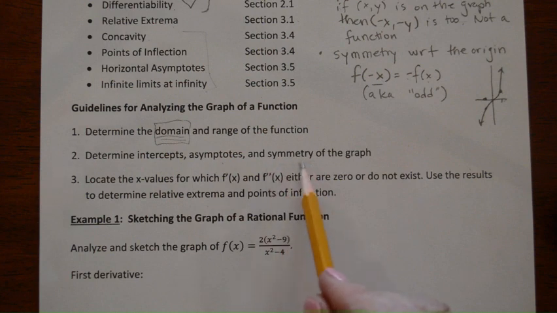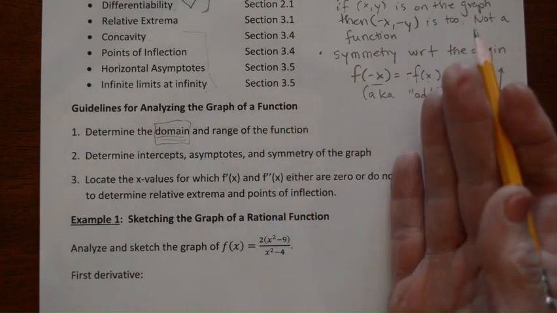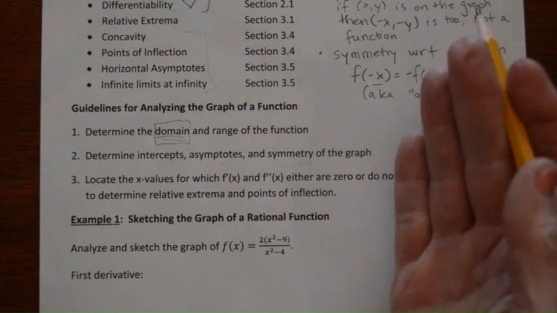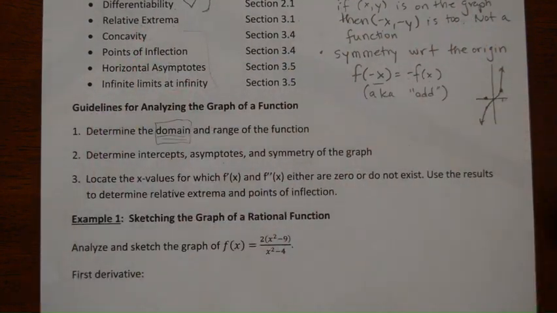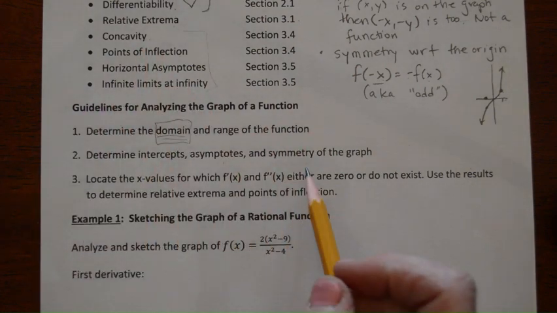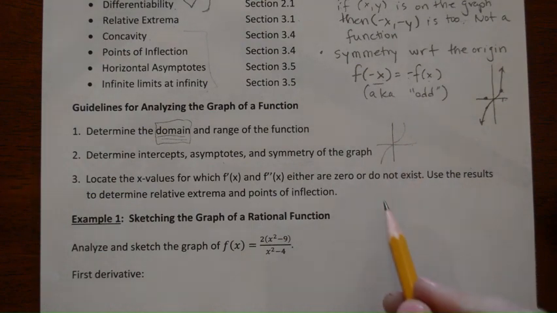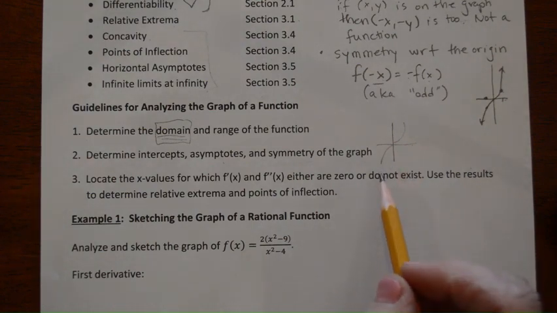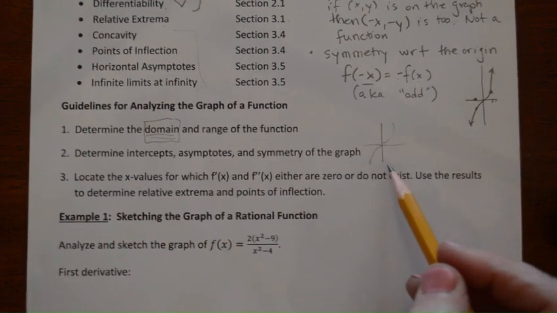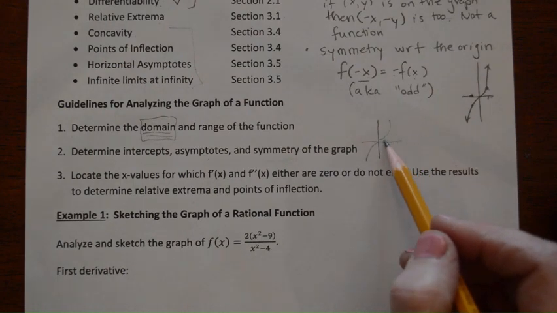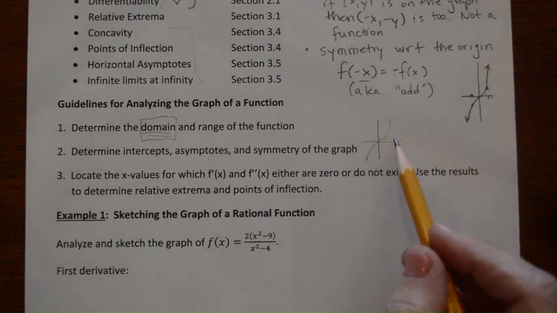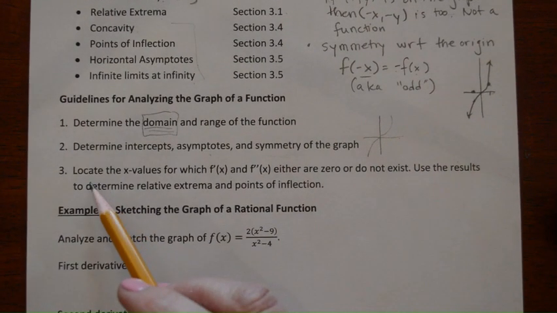Find the symmetry of the graph. That's just going to help us get a better idea. If it is symmetric, we'll know that if I graph on this side of the y-axis, then it's going to be exactly the same on the opposite side. Or if I graph in the first quadrant, then I can graph the same in the third quadrant. That's not going to get us any points per se, but it will help us get a better idea of what the graph is going to look like.